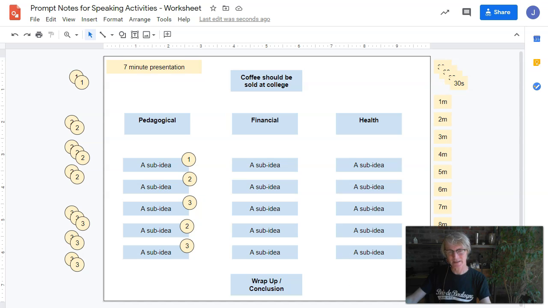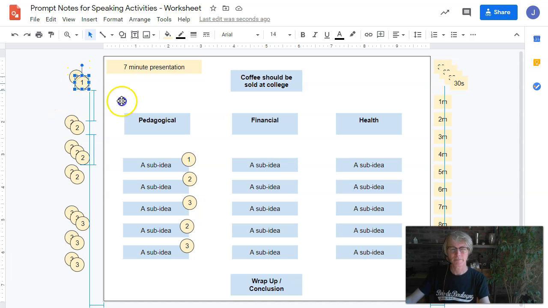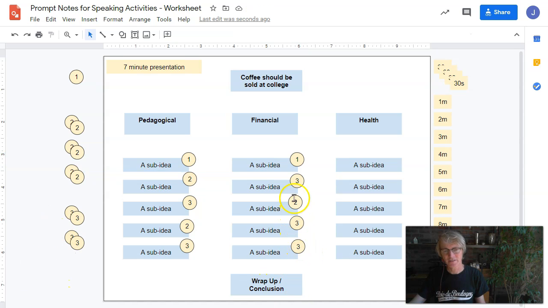Well, for one thing, the profits from the coffee at the college's canteen could be used to fund student activities. So that would be maybe our first and best idea that we can come up with. And so we'll assign all of our sub ideas a priority level based on how good we think that defense is. And then we come over to health.